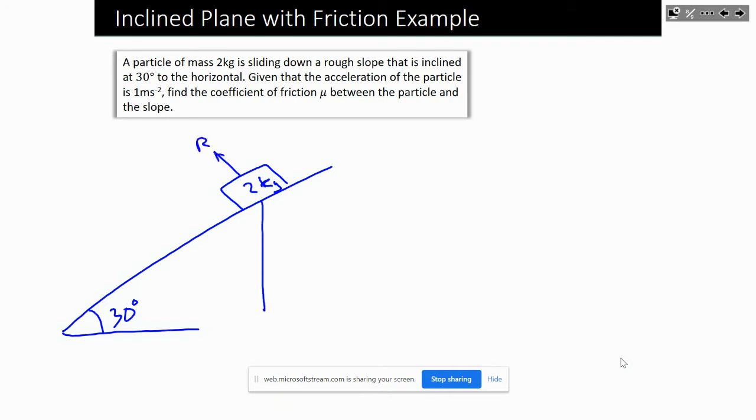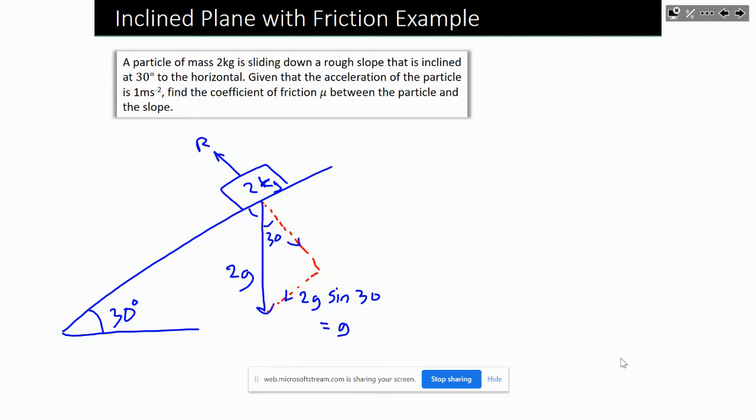We have the weight, which is 2g, and we're resolving those forces in the directions of the slope and perpendicular to the slope. We have this angle being 90 minus 30, so this one is 30. So our force down the slope, this one right here, is going to be 2g, and opposite our 30 degrees is going to be sine 30. So that's going to be g.